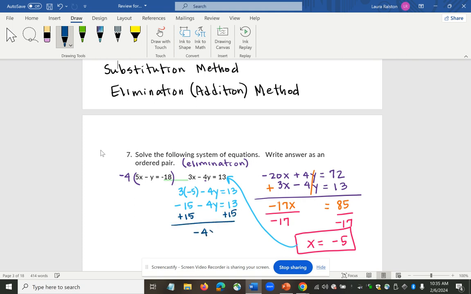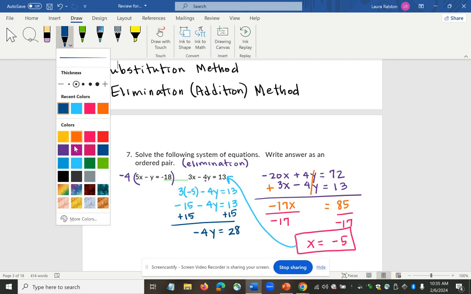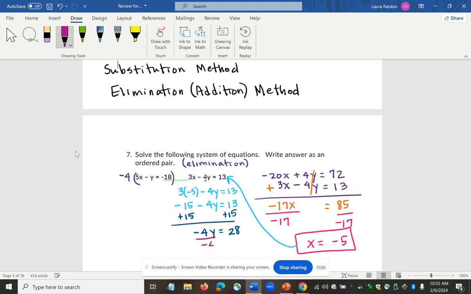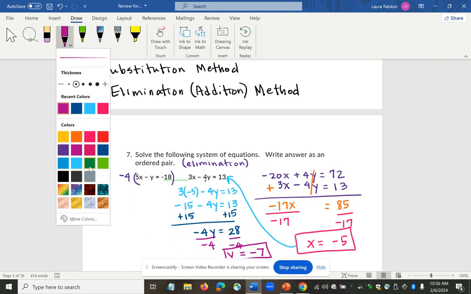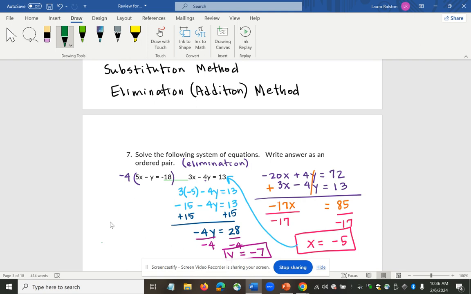Negative 4y equals 28. I'm going to divide both sides by negative 4, so y equals negative 7. And it wants me to ultimately write my final answer as an ordered pair. So as an ordered pair, my final answer is negative 5, negative 7.